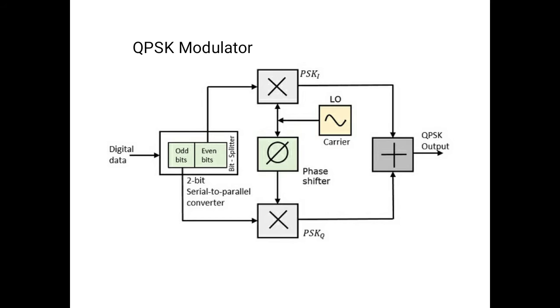Two multipliers, PSK I, PSK Q, digital data. Now the output block is interlinked with 2 multipliers. The 2 multipliers are interlinked with the digital data. You can see the digital data contains even and odd bits, and that block is called the bit splitter. If you observe, it is also written as 2 bit serial to parallel converter.